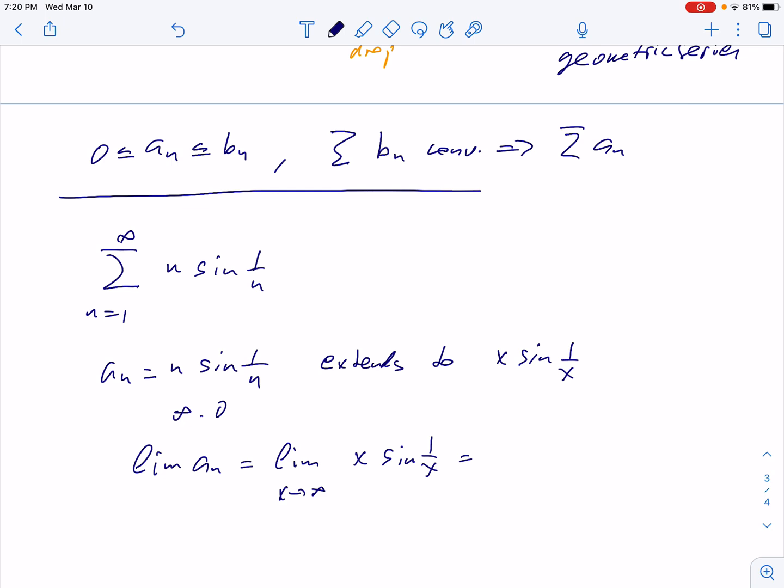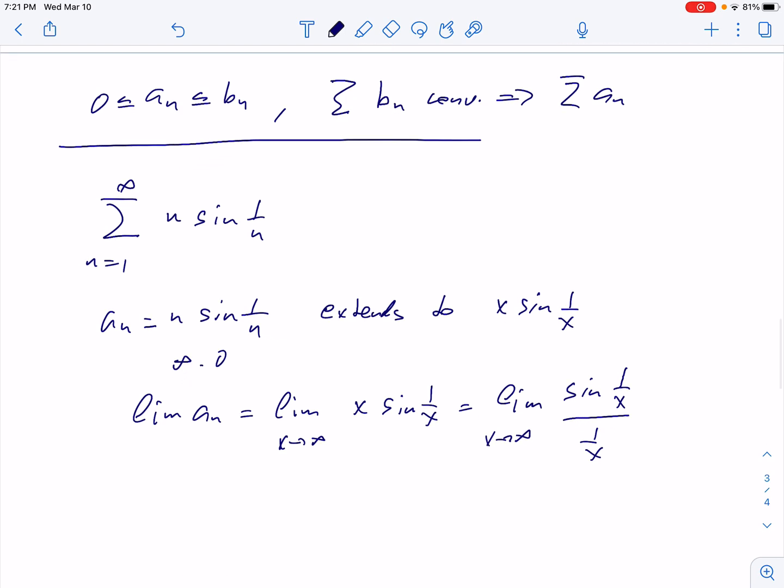The way to do it, from an undetermined product, I shall write the ratio, undetermined ratio, sine 1 over x over 1 over x. So we see how we rearrange this product. X grows to infinity. When x grows to infinity, 1 over x approaches 0. So if you set t equals 1 over x, this limit will be sine t over t when t approaches 0.